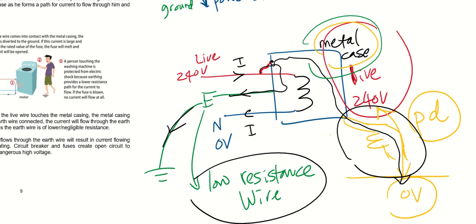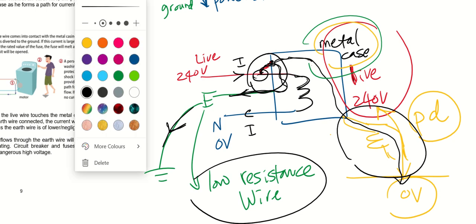All right, can you see from this diagram that this forms a parallel circuit? Over here, the current splits up, goes into the electrical appliances, and part of it also goes into the metal casing and flows into the earth wire, and then into the ground. So this becomes a parallel circuit, and when we have a parallel circuit, we have more current than usual.